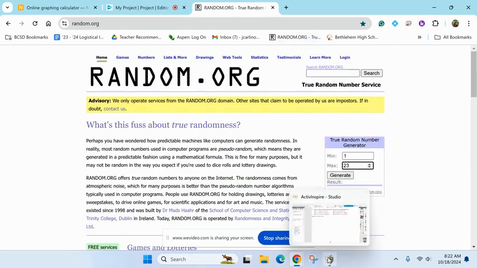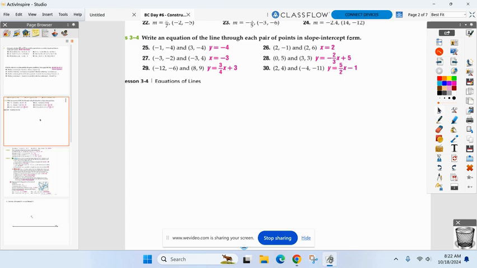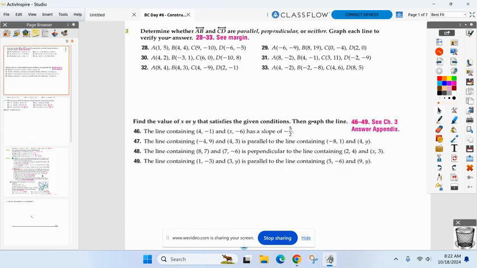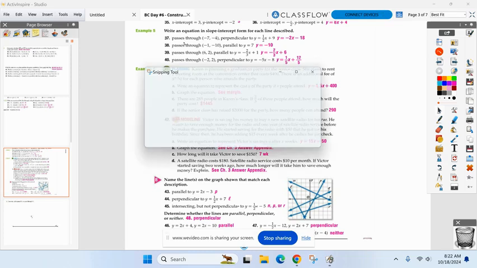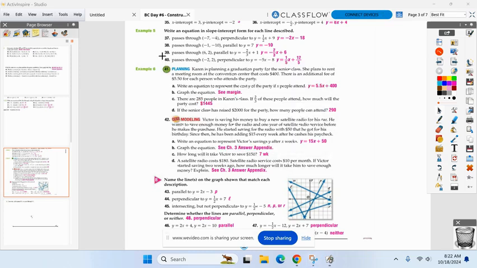All right, here we go. Number 40, everybody. Number 40. Going right here now. It passes through that, perpendicular to that. Got it. So let's cut this out real quick. Put it on the big screen.